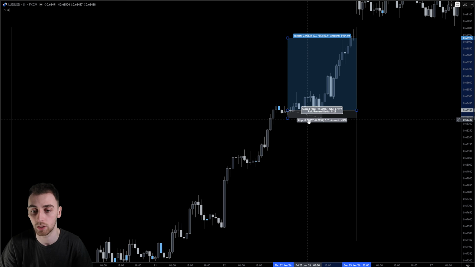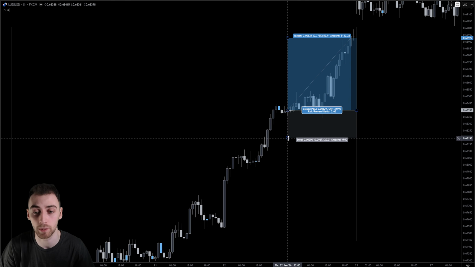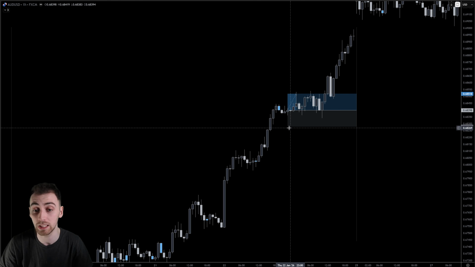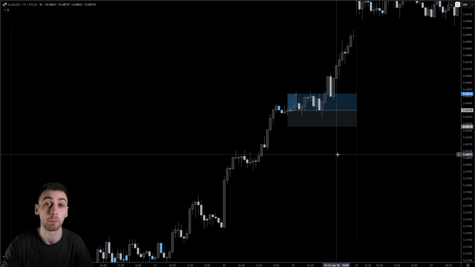You can either look at the stop here or this number right there. We definitely did not need a 20 pip stop loss in this case, but you can see it really wasn't necessary. You could have stayed in this trade with a 6 pip stop loss and doubled your risk reward.